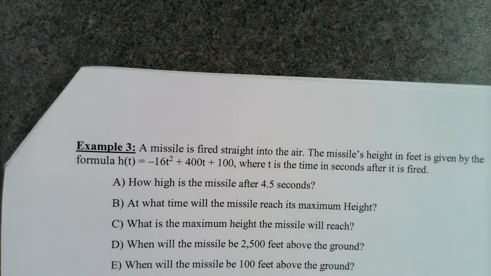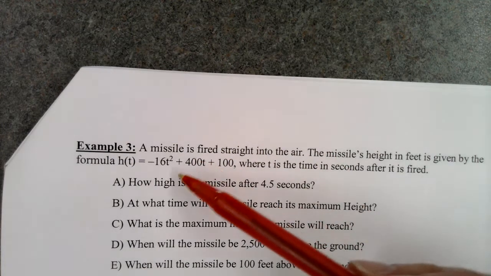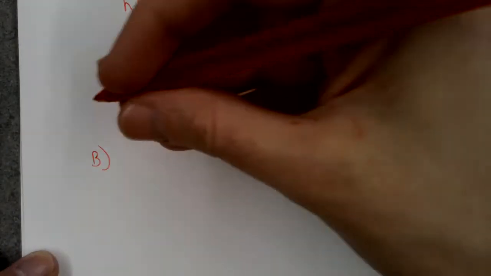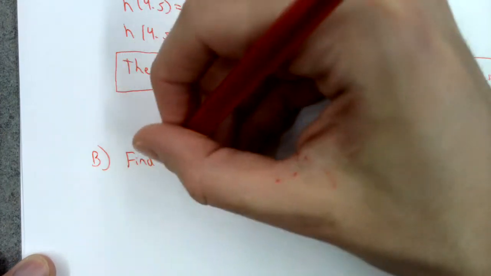Part B. At what time will the missile reach its maximum height? That is basically like you're finding the axis of symmetry, okay? Because the T is your X. So for part B, just to give you a heads up of what I'm doing, find the axis of symmetry.